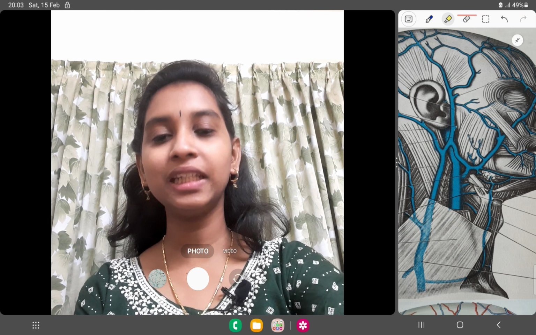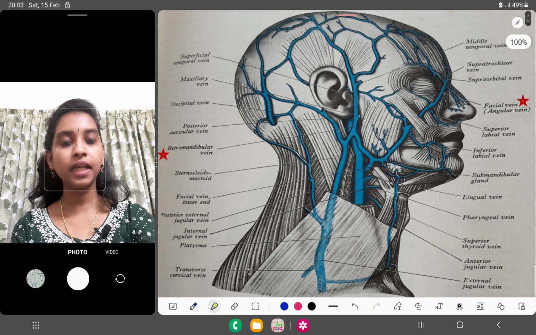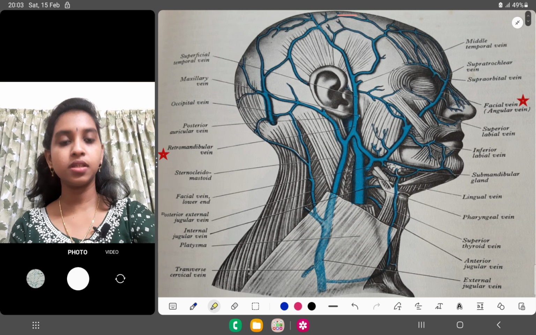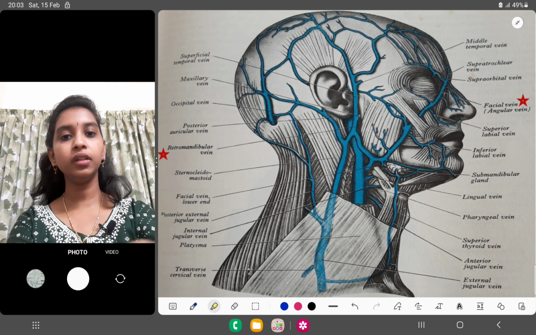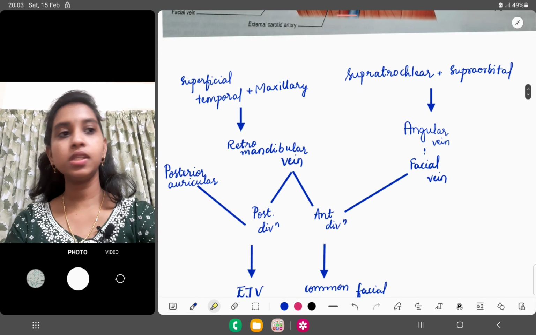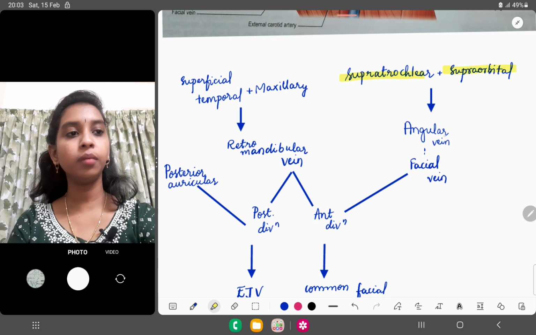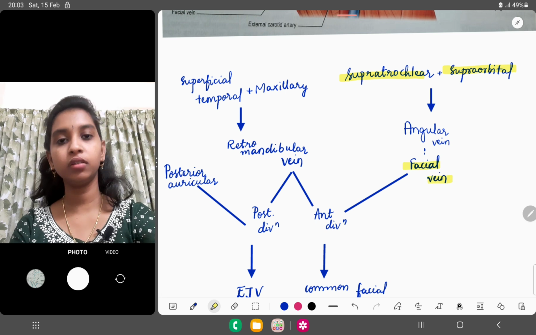So now I will be telling you about the venous drainage of face. Here is a figure which shows the lateral side of face and all the external veins present here. Though this is a complicated figure, it is not really so. The supratrochlear and supraorbital veins join to form angular vein, which in turn continues as the facial vein.